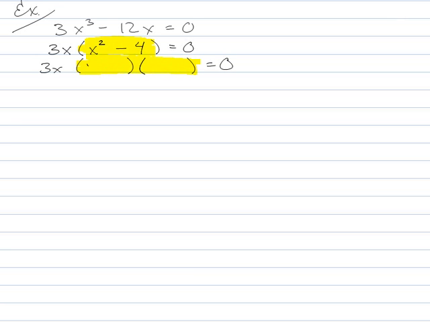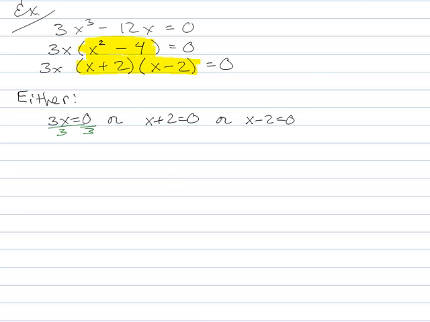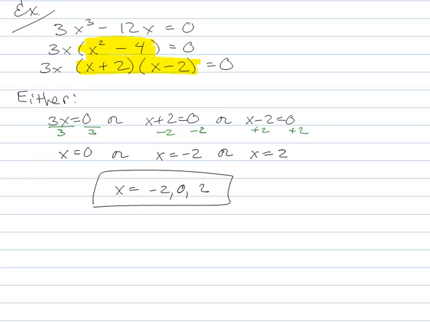All right, so hopefully you've done this enough that you can get here. All right, now you can say 3x is going to equal 0, or x plus 2 is going to equal 0, or x minus 2 is going to equal 0. So I can solve all these. So either x is 0, or x is negative 2, or x is positive 2. So x is negative 2, 0, or positive 2.